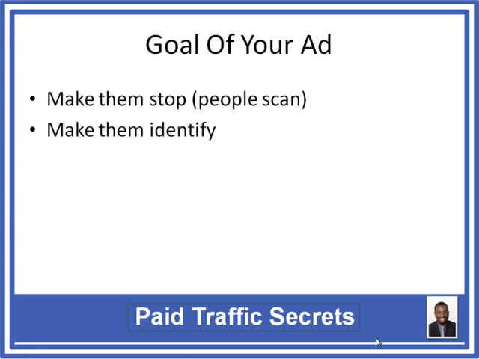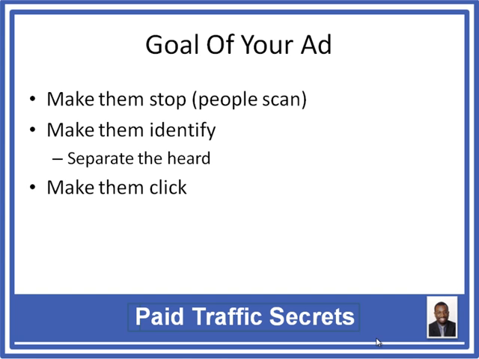So the second thing is to make them identify. What you want to do is separate them from the herd. In other words, out of all the people doing these searches, you're trying to identify who are the ones that are potential prospects that you can sell to, and you're getting them to raise their hands. And then the second step is you're taking them to a landing page where you can ask them for their name and email address so you can continue the dialogue.